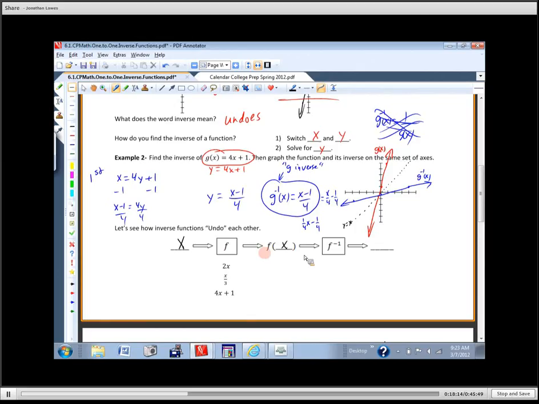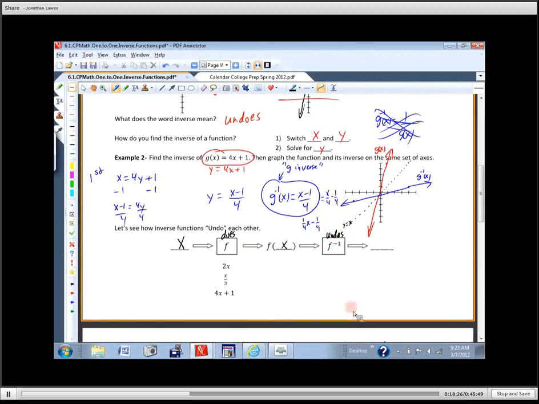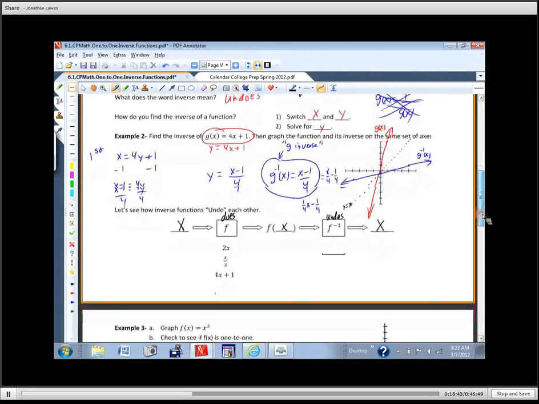But then we're going to plug that into its inverse. So this one does something. What does this one do? It undoes. So if we plug in an x, we get out an f of x, and then we plug it into something and it undoes that, we should get right back to where we started. We should get right back to x. So I've got some pretty simple examples here, and we'll do these numerically so we can see what goes on with these.